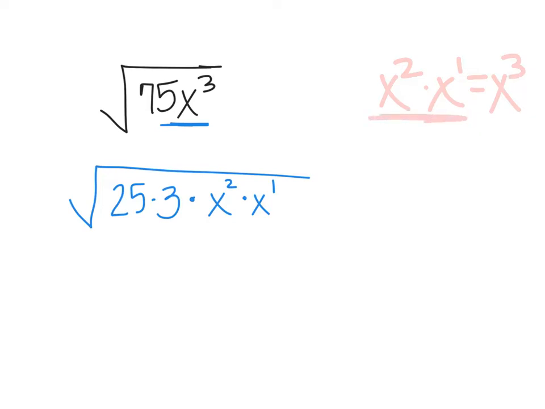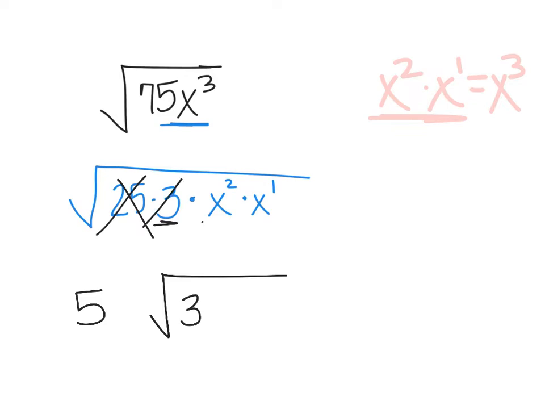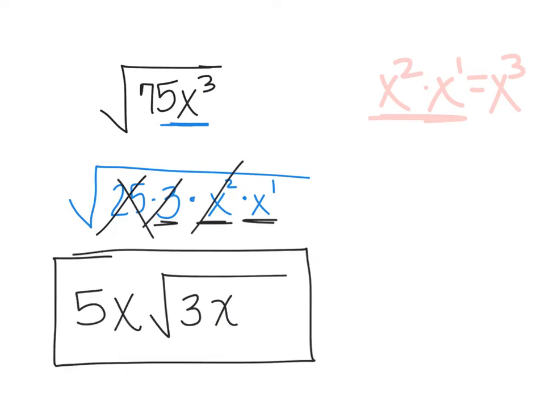Okay, now I can actually go ahead and work this out. So I'm going to start with the square root of 25. Well, that equals 5. Okay, so I took care of that already. I cannot do the square root of 3, so I'm going to keep that inside my radical symbol. Okay, the square root of x squared. Well, x times x is x squared, so I just did the square root of that. And then x, I can't just do the square root of x, so I need to leave that inside the symbol. So my final answer is going to be 5x times the square root of 3x.